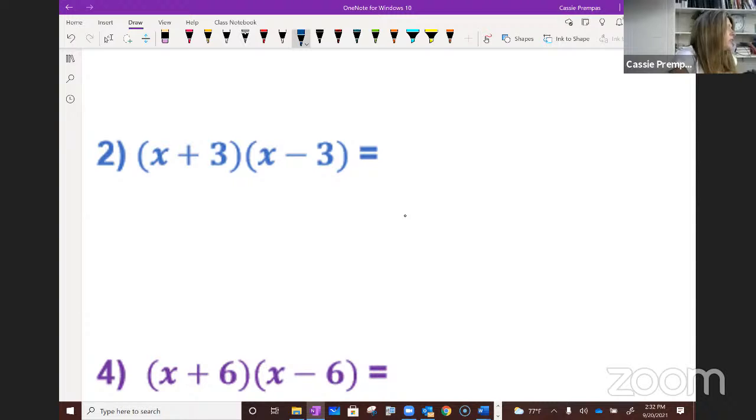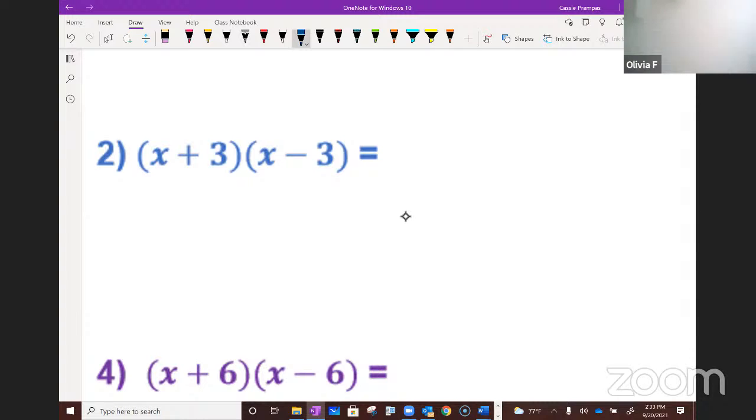All right, guys, out of you and your partner, whoever has the most going on tonight, you go ahead and relax. Let your partner do number 2. Number 2. So Olivia, what would you multiply to get that?